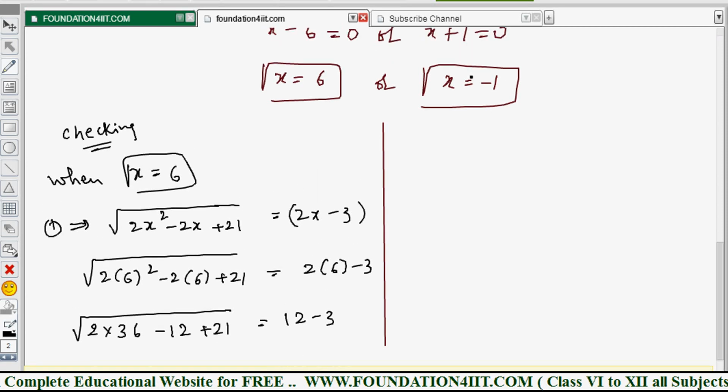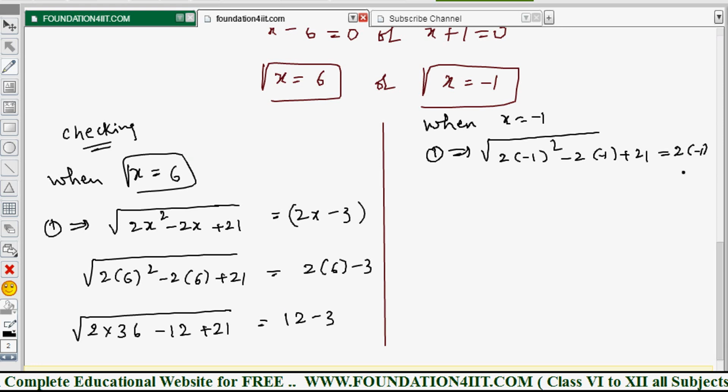Now not only this, let us check with minus 1 also. So when x is equal to minus 1, from equation 1 if you substitute: square root of 2 into minus 1 square minus 2 into minus 1 plus 21, that is equal to 2 into minus 1 minus 3. So square root of, you substitute this. 2 into minus 1 square, that is plus 1, and 2 into 1 is 2, minus 2 into minus 1 is plus 2, plus 21.